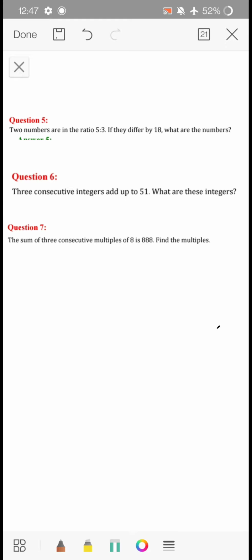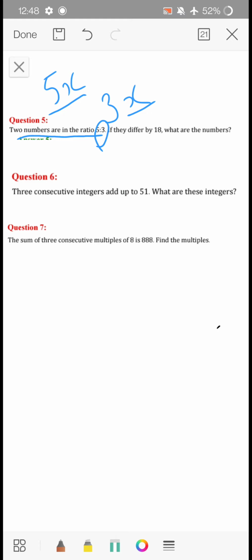Here question 5 is, two numbers are in the ratio 5:3. Here there are two numbers. Directly they have not given the numbers or a comparison of the numbers, but they have given them in the form of a ratio. So suppose that one of the numbers is 5x and another number is 3x, because they are in the ratio of 5:3.